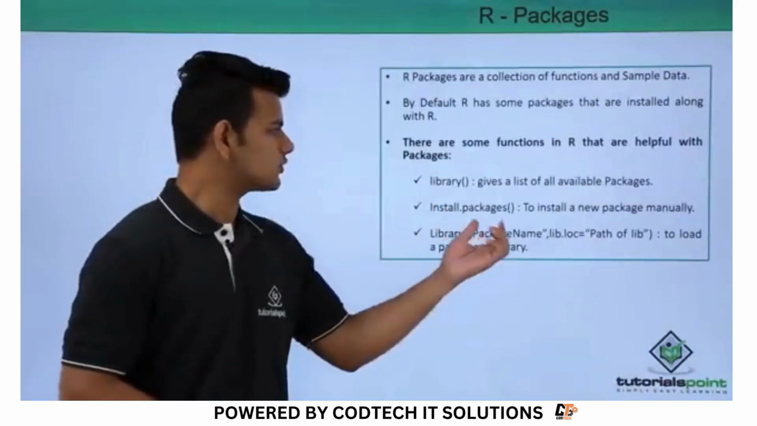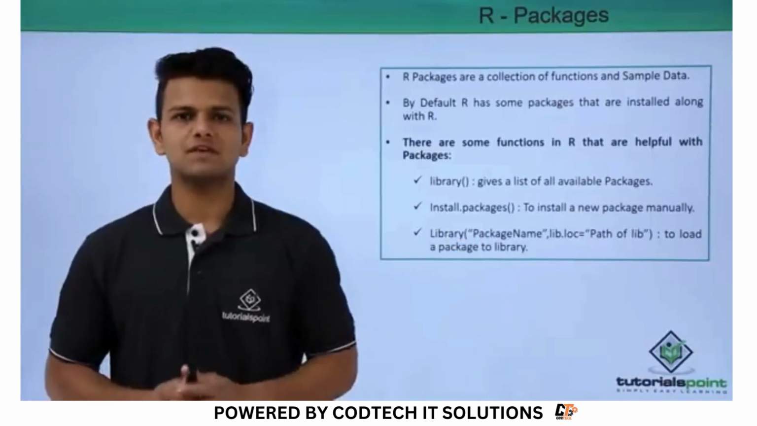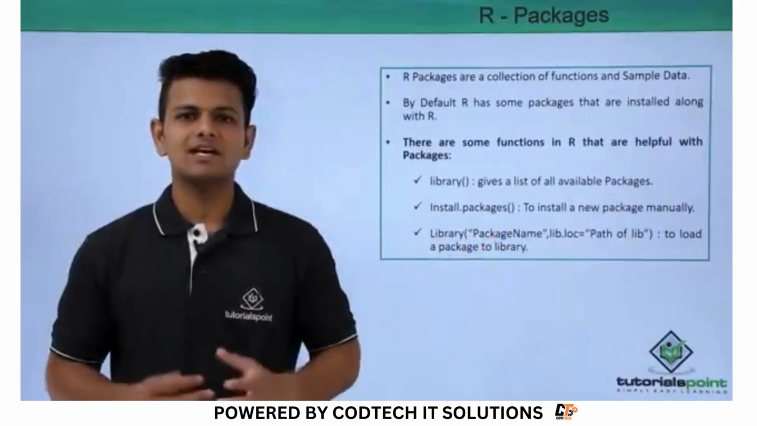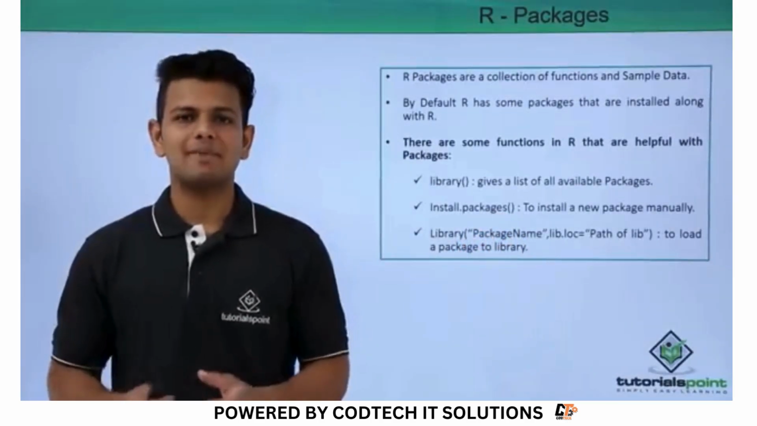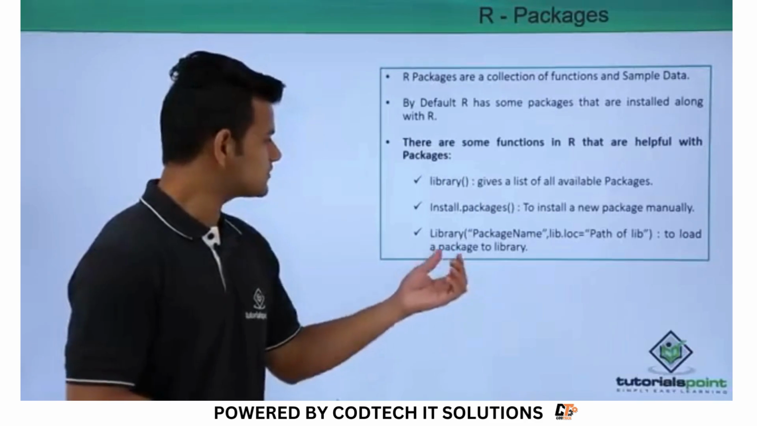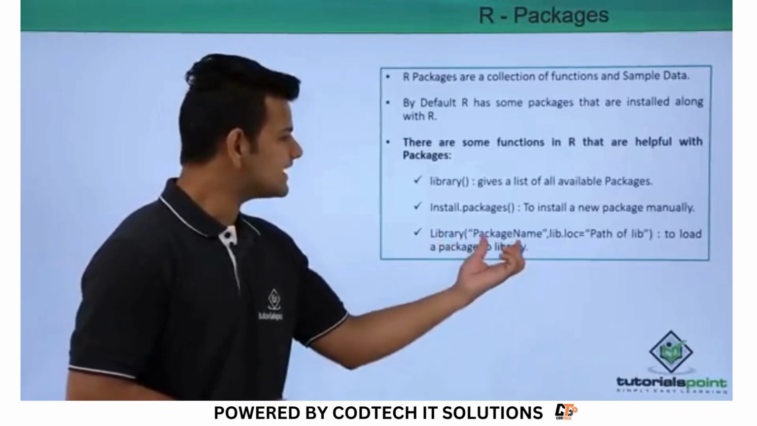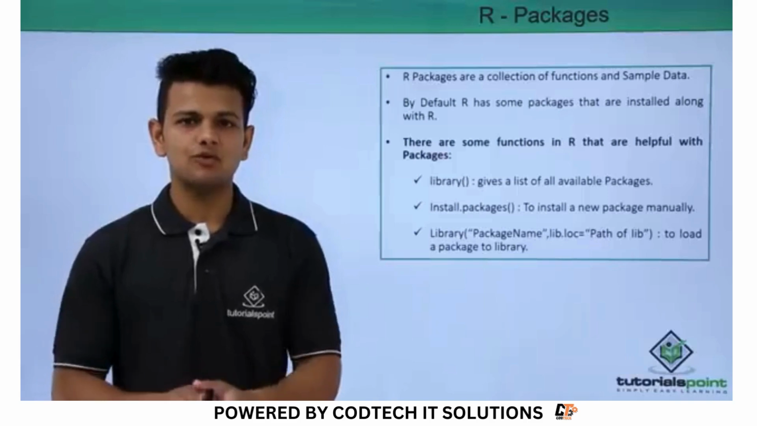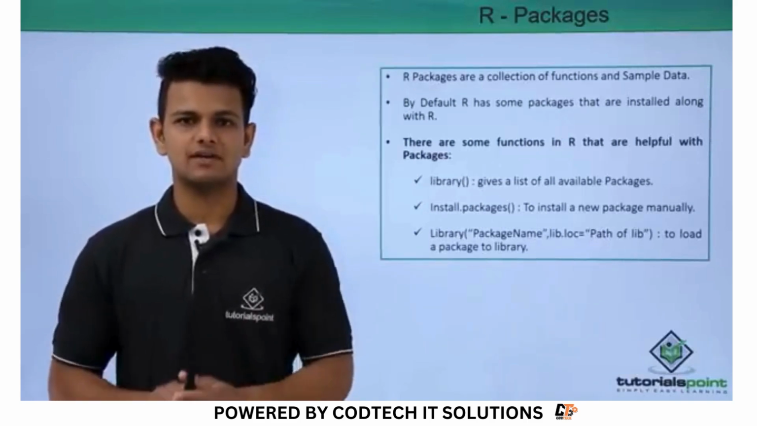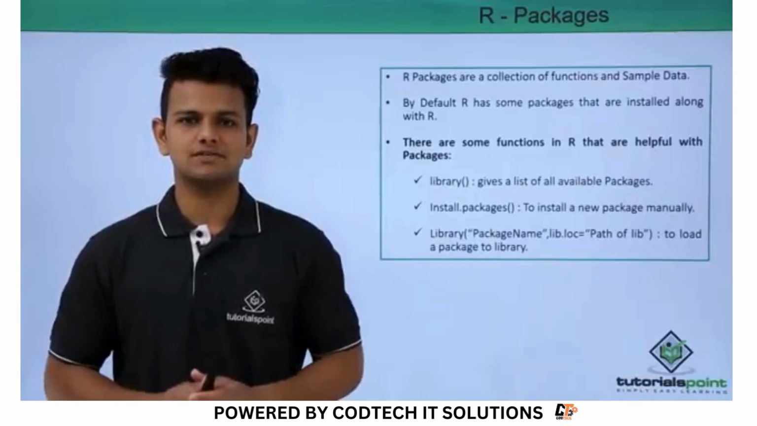Second is install.packages. To install a new package in our system, we use this function. Inside the brackets, we write the name of that package. Third function is used to load a package to a library. The syntax of using this function is, first we write the library keyword followed by the starting bracket. Inside this we write the package name followed by a comma and followed by the directory where the package is located. Now let us see a practical implementation of all these functions.